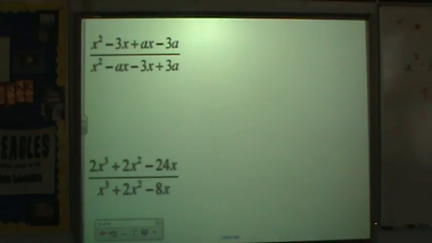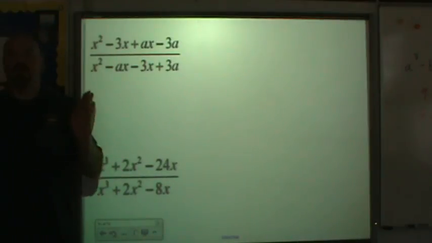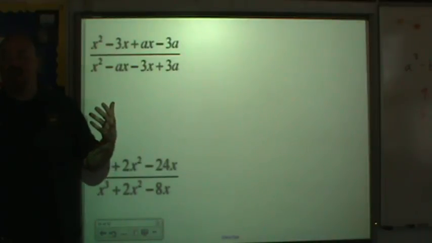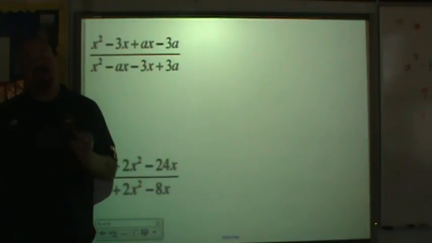All right, simplifying these two rational expressions. So when you look at the top, factor first, factor first, factor first, but it's not one of these that we've been doing with these quadratics. There are four terms.